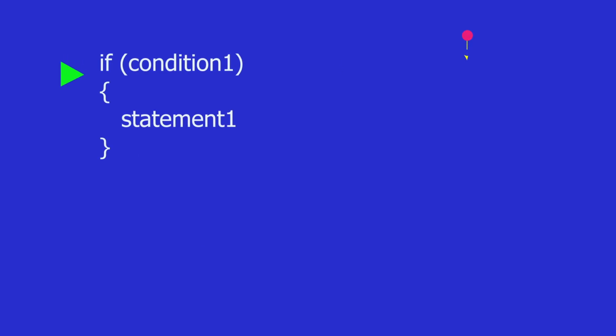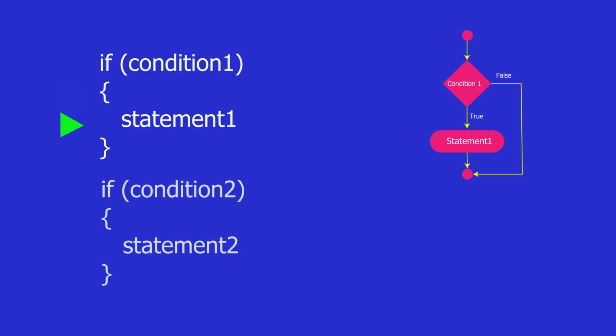If condition 1 is true, then statement 1 will be executed. If condition 1 is false, then it will move to the next if condition. After the execution of statement 1, it will go to the next if statement. If conditions 1 and 2 are true, then both statements will be executed. If you want to check all the conditions one by one, then we can use the if statement.